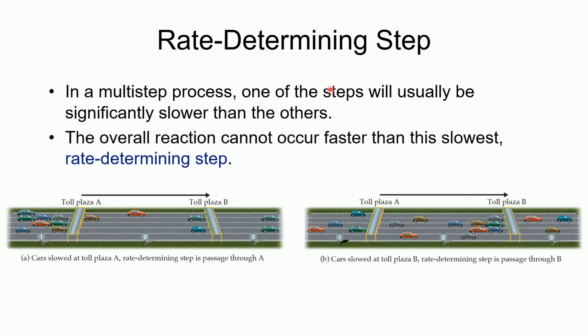We call whatever that slowest step is the rate determining step. And so our overall reaction can't be faster than that slow rate determining step. Now, to explain this, I'm going to use an analogy, and unfortunately, this is a somewhat dated analogy, but I'm going to see if I can modify this analogy and maybe make it a little bit better than it used to be.